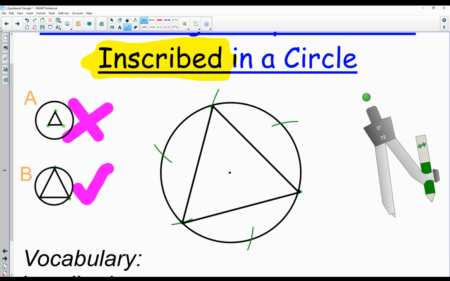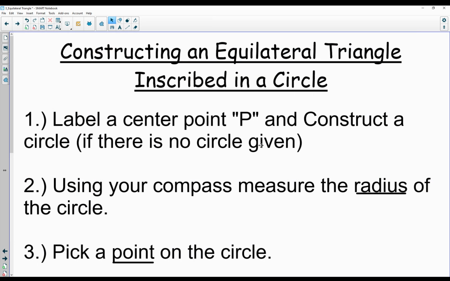Okay? Again, you can go back and re-listen to the steps. But on the next slide, we're going to now take notes of what we just did. Okay, so here it is.